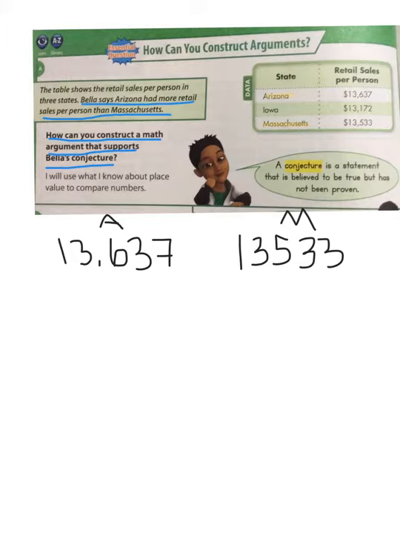If we compare these two numbers, Arizona is greater than Massachusetts because when I look at my hundreds place, I have a 6 and I have a 5. And since 6 is greater than 5, Arizona's number would be greater. So the answer is yes. Bella is correct because 13,637 is greater than 13,533.